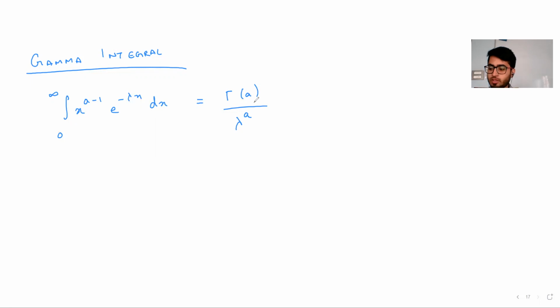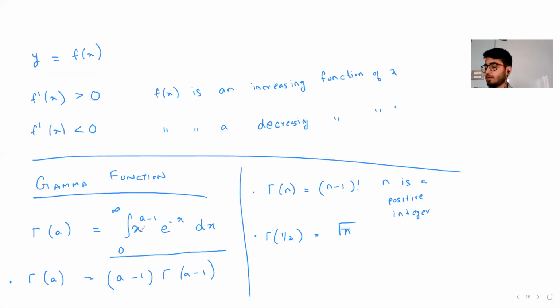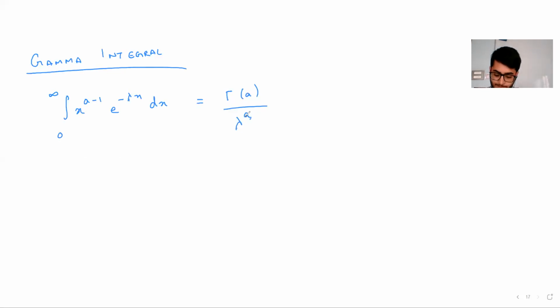If you note carefully, the gamma function is nothing but a special case of the gamma integral. If you put lambda as 1, you get gamma a divided by 1 to the power a, and 1 to the power anything is 1. If we put lambda as 1 over here, we basically get this form: integral x to the power a minus 1 e to the power minus x. So this is also nothing but a gamma integral. It's just a special case, and we call this the gamma function.